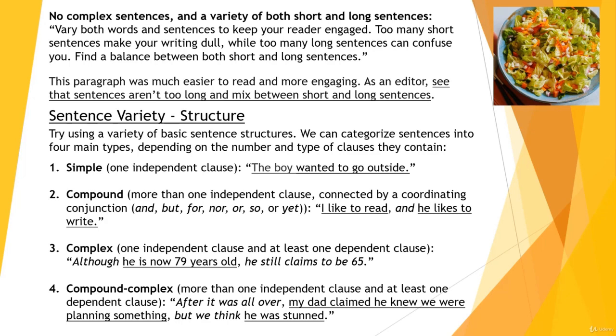Complex. One independent clause and at least one dependent clause. Although he is now 79 years old, he still claims to be 65. He is now 79 years old is the independent clause, and although he still claims to be 65 is the dependent clause. Compound complex. More than one independent clause and at least one dependent clause. After it was all over, my dad claimed he knew we were planning something, but we think he was stunned. 2 independent clauses and 2 dependent clauses in one sentence. Adjusting the sentence structure during an edit is a great way to create effective prose for any author.